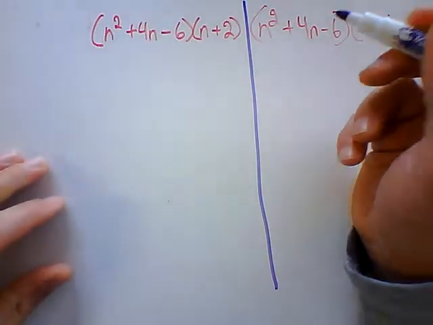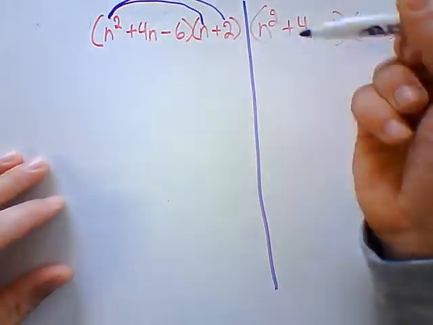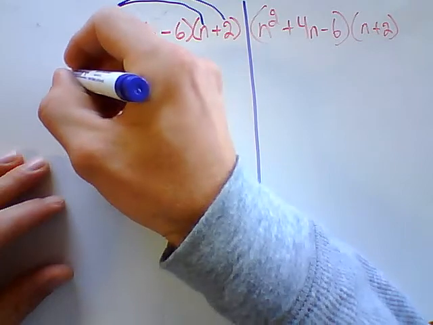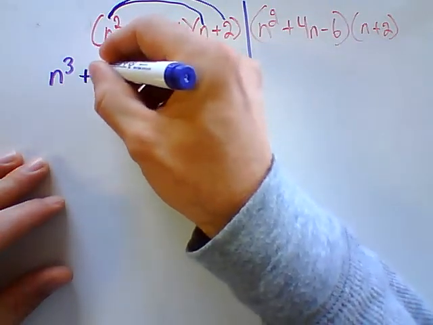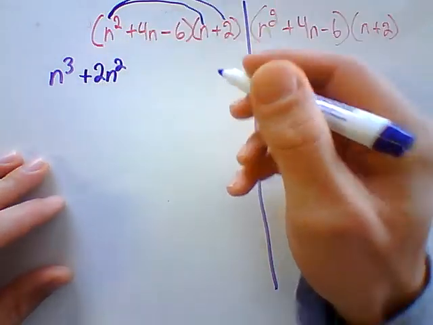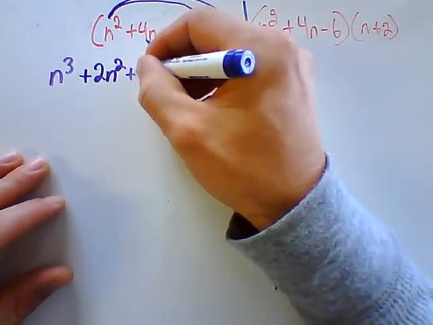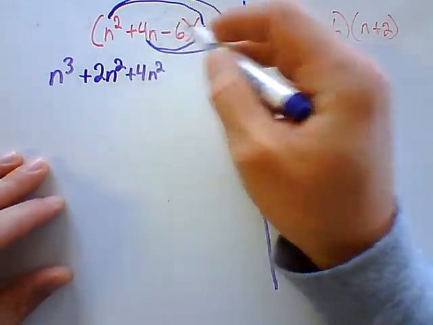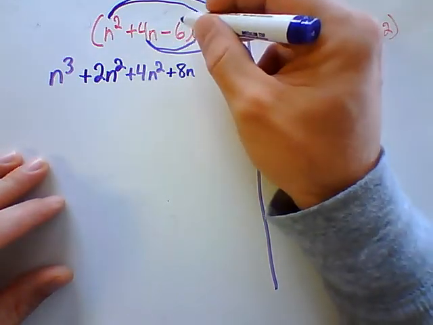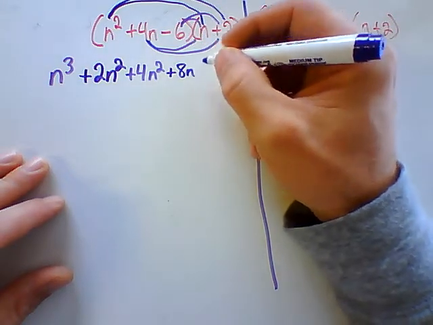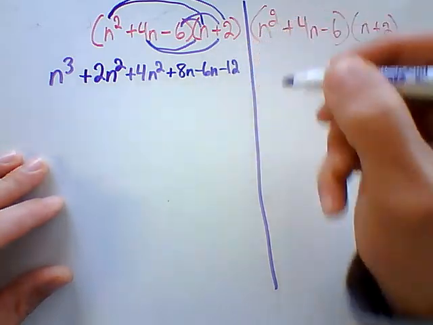Alright, I can still distribute. Everybody gets everything. N squared goes to both of them, right? N squared times n is n cubed. N squared times 2 is plus 2n squared. 4n goes to everybody. 4n times n is 4n squared. And 4n times 2 is 8n. And then negative 6 goes to everybody. Negative 6 times n is negative 6n, and negative 6 times 2 is minus 12.